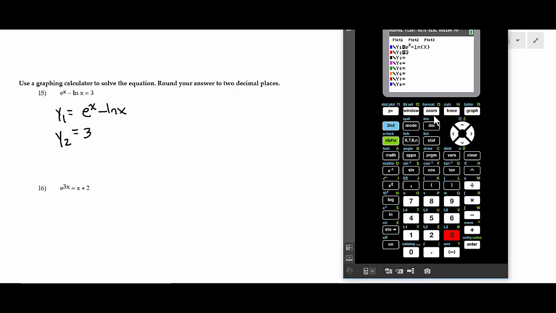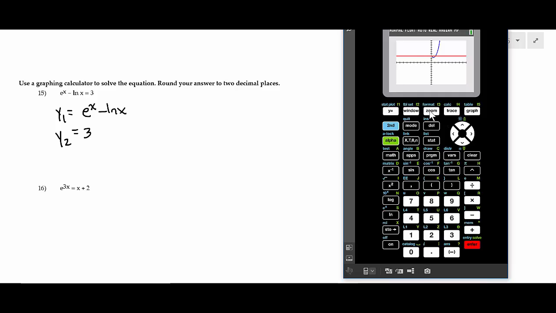So a good way to start is just go zoom 6, and zoom 6 just puts you in a standard window. And what you'll end up having is you've got that curve, and you got that curve like that, all right? So it's hard to tell without zooming in how many times that intersects. Very clearly it intersects there. It may or may not intersect there, I don't know. So we're going to do a little zoom. Let's do a zoom box.